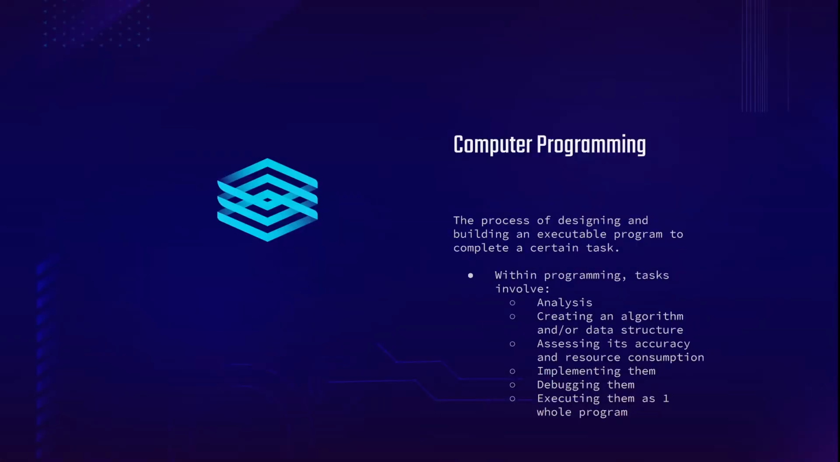So programming is the process of designing and building an executable program to complete a certain task. Within programming, tasks may involve analysis, creating an algorithm and/or data structure, assessing its accuracy and resource consumption, implementing them, debugging them, and then executing them as one complete program.